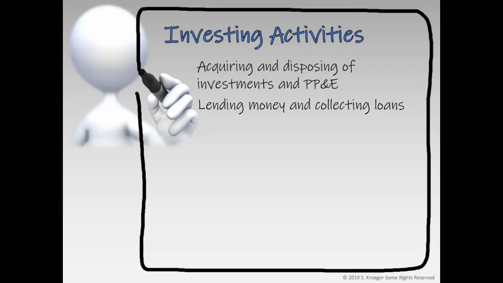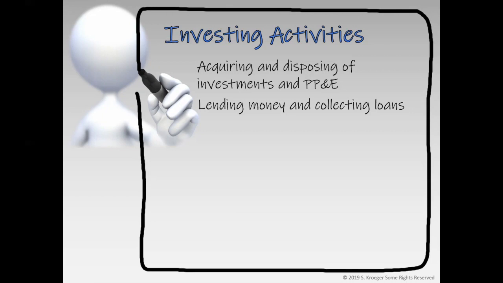used in operations. This section includes acquiring and disposing of investments and PP&E, which stands for property, plant, and equipment. It also includes lending money and collecting loans. These aren't our loans where we needed the money, but loans that we're giving out to others. This includes investments in bonds, and other investments could be investments in stock.